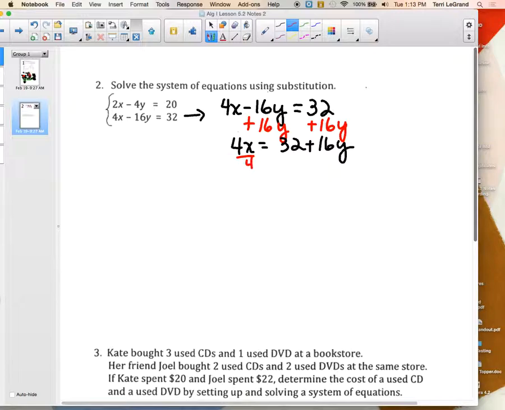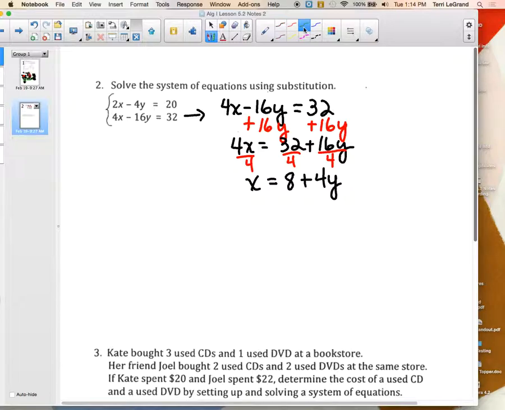So 4x gets divided by 4. 32 gets divided by 4. 16y gets divided by 4. Our equation is now x equals, what is that? 32 divided by 4. 8. Get those calculator brains going. No calculators, just brains. 4 and y, right? Okay. So now we have one of the equations solved for x.